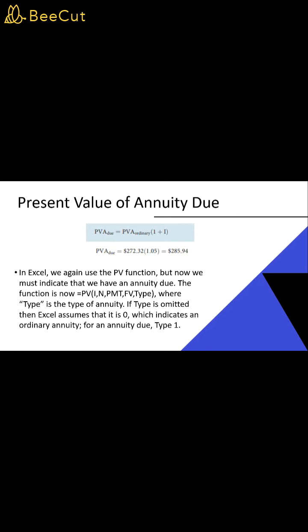Now, if you wanted to calculate, on the other hand, the present value of an annuity due, this can be calculated by finding the present value of an ordinary annuity and multiplying it by 1 plus i. In this case, you'll be multiplying it by 1.05, which would give you 285.94. In Excel, you would use the same formula as for an ordinary annuity, except that in the type, you would put in 1 if it's an annuity due instead of 0.